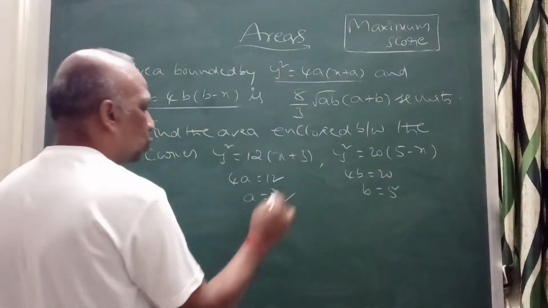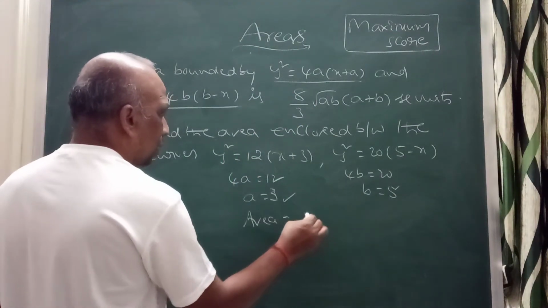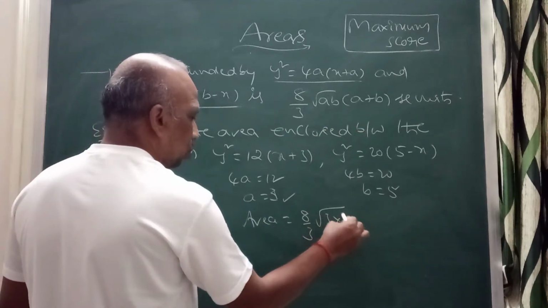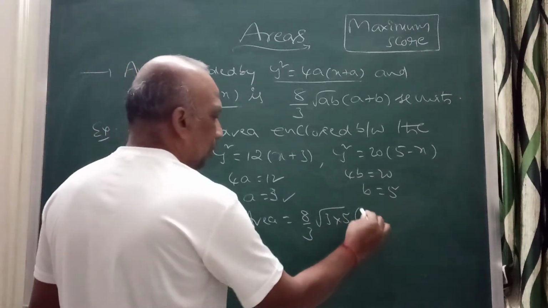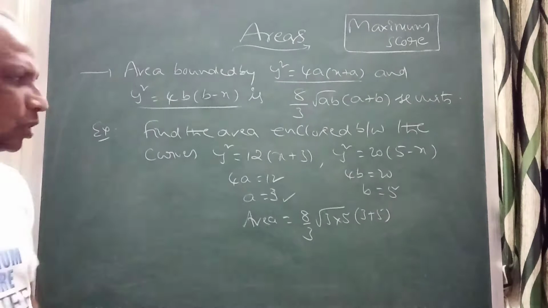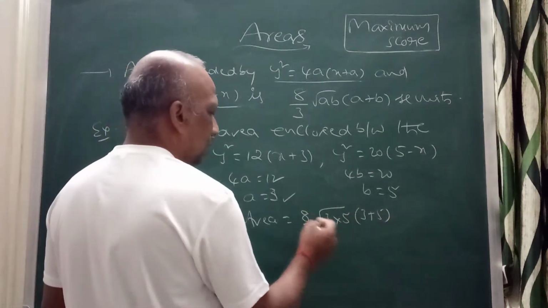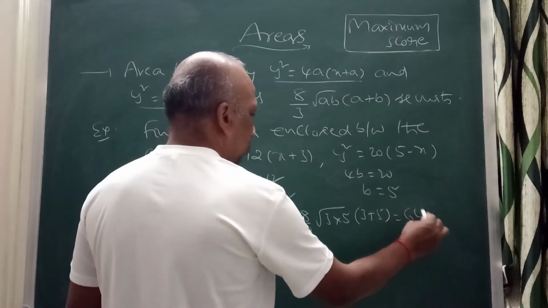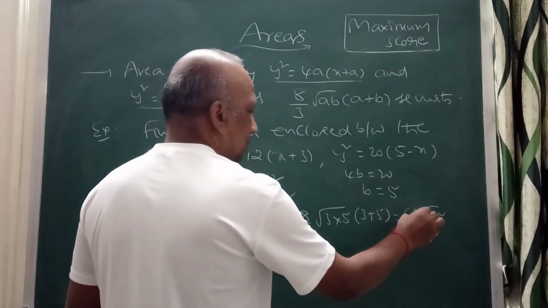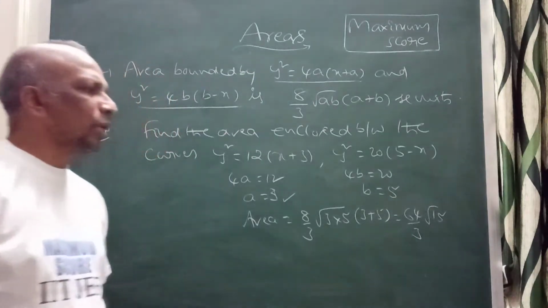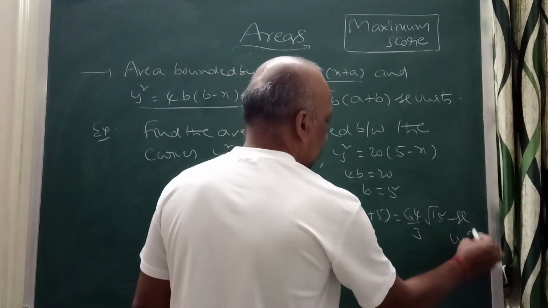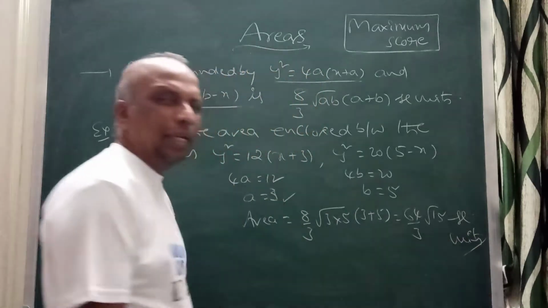Now the area between these two will be 8 by 3 root ab, so 3 into root 3 into 5, into a plus b, 3 plus 5. So in total we get 8 into 8, 64 by 3 into root 15 square units. That will be the required area.